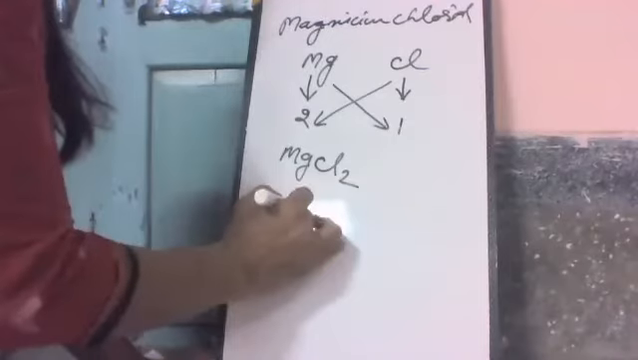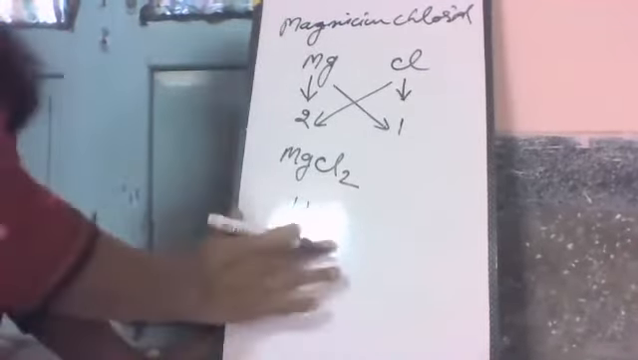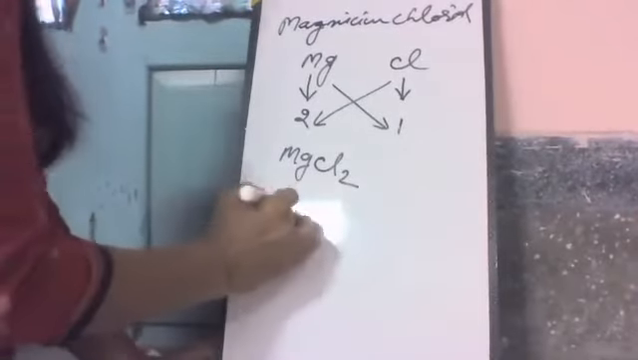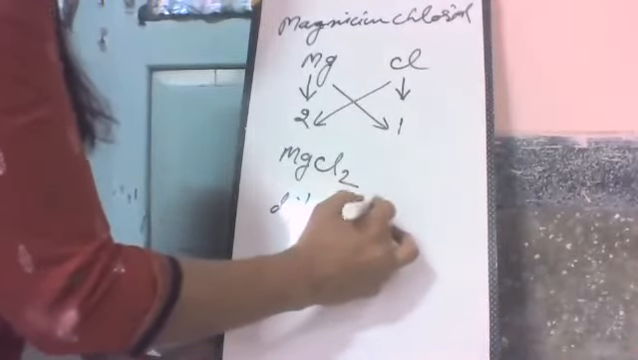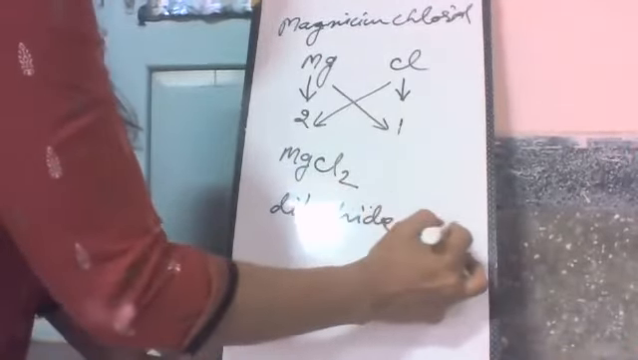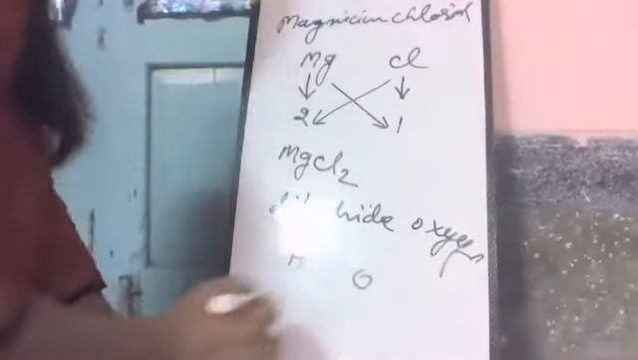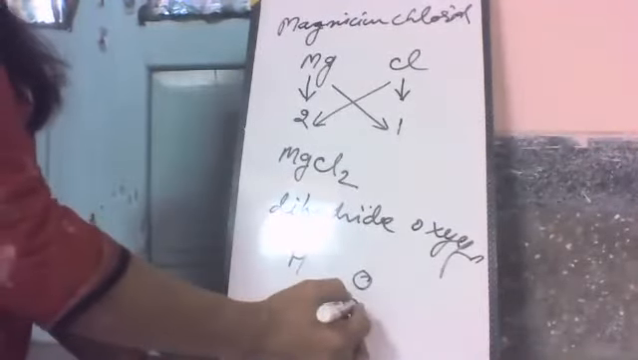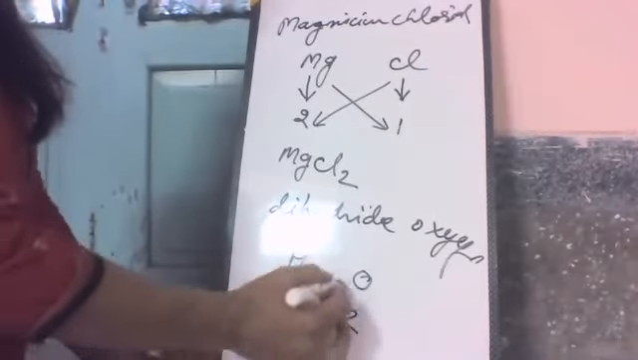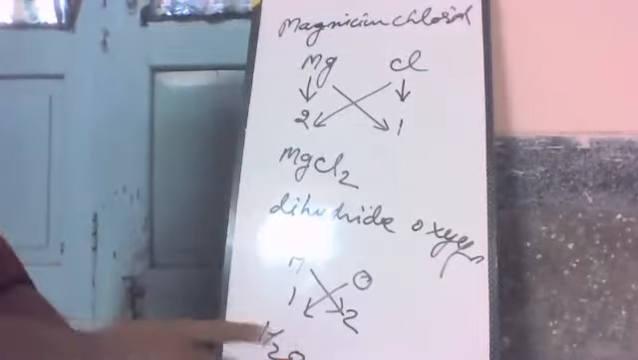Take another example. H2O, water. The name of water is dihydrogen oxide. So first write hydrogen and then oxygen. Write the valency, hydrogen having 1 valency and oxygen having 2 valency, and cross them. So the formula of water is H2O. This is the pattern to write formulas.